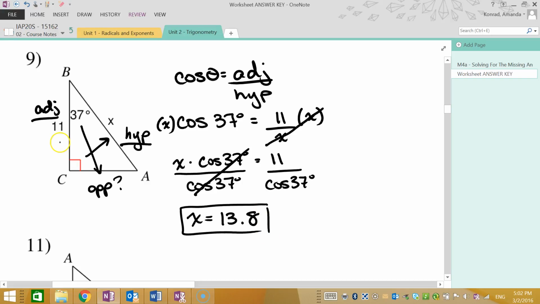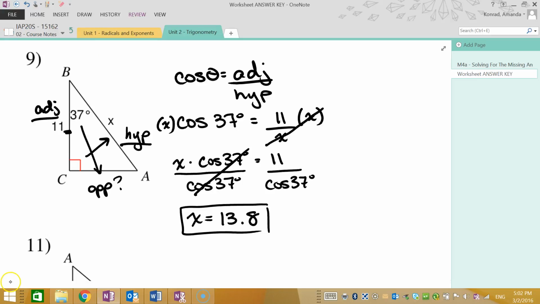There's no units of measurement attached to my 11 here, so I don't need units attached to my hypotenuse solution either. And that's how we calculate for sides.